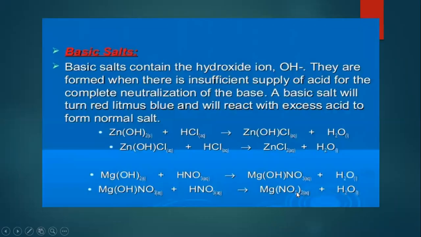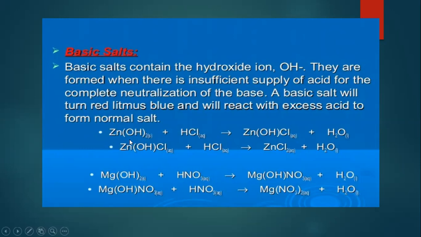Next comes basic salt. Basic salts are the types of salts in which hydroxide ions are a part of the formula. Actually, these basic salts are produced due to insufficient supply of acid during the complete neutralization reaction. Basic salt turns red litmus blue and will react with excess acid to form normal salts.